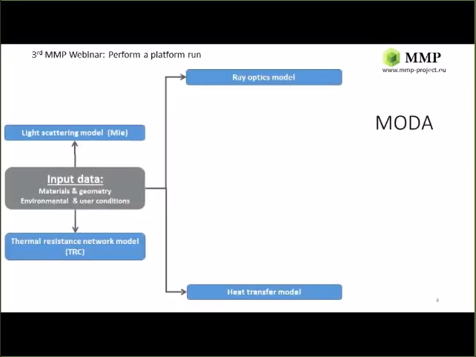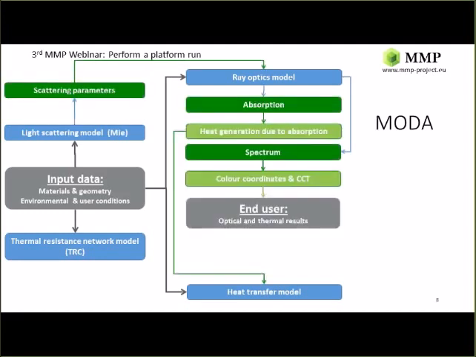Okay, then let's take a look at how these four models are coupled together to form an optothermal simulation chain. So first, all these four models need some input data from the user, because we have to specify all the materials and geometry and environmental and user conditions. Then the Mie model is solved first. It calculates the phase functions and scattering cross-sections that are used as inputs into the ray tracer.